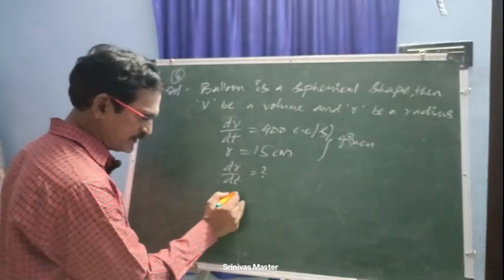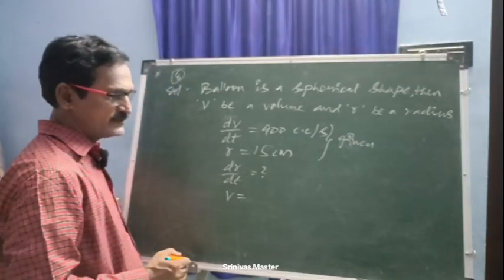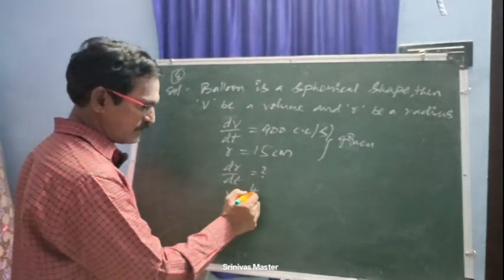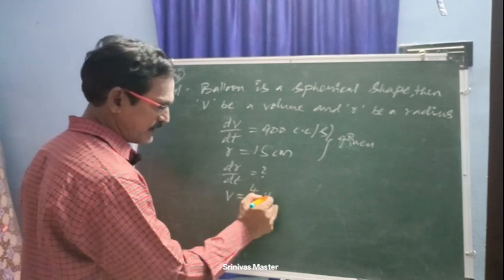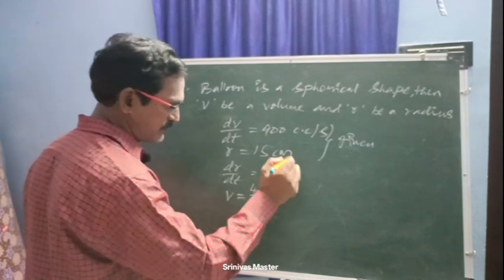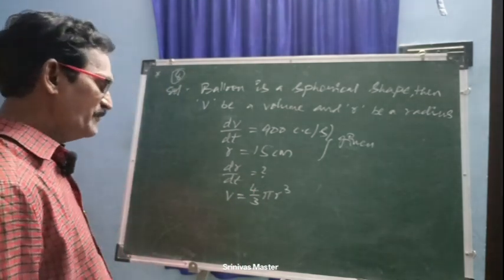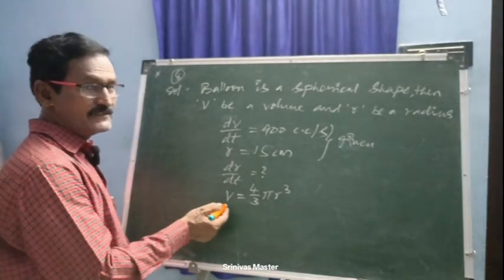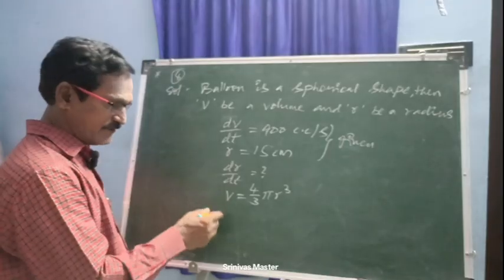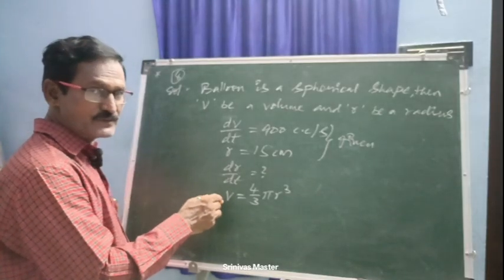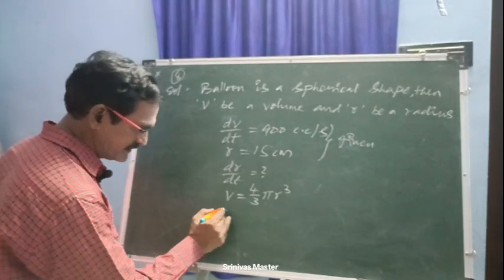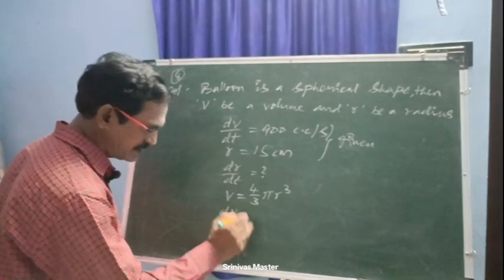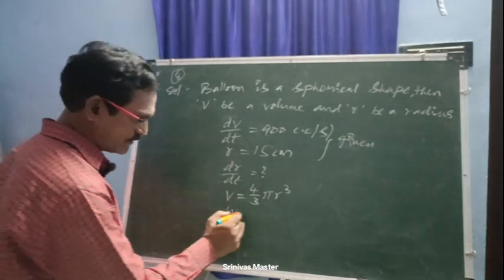So the total question is based on the volume of a sphere. If you remember the formula, 90% of the problem will be solved. What is the formula? V equals 4 by 3 pi r cube. Remember it carefully. Now we have to differentiate with respect to t on both the sides. Derivative of V with respect to t means dV by dt, right?